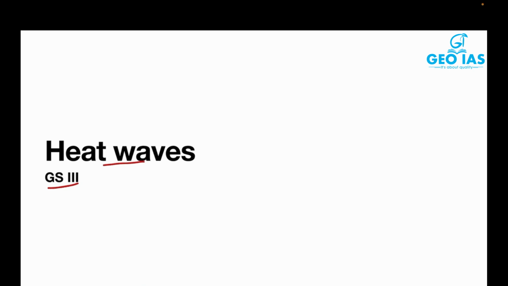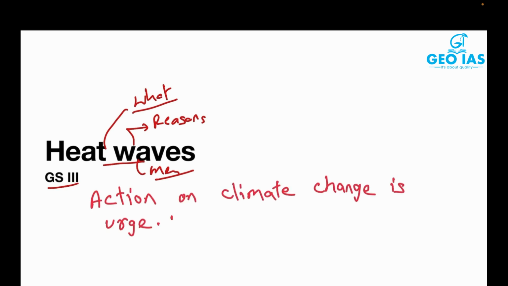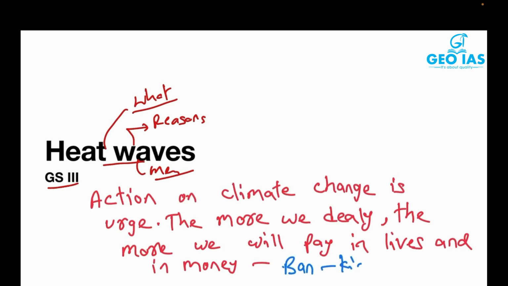Hence, in this video, we will try to understand what the reasons for the heat waves are. Before that, we will see what we mean by heat waves and what measures are required for heat waves. We are well aware that climate change is inevitable. According to former UN Secretary General Ban Ki-moon, action on climate change is urgent. The more we delay, the more we will pay in lives and in money.